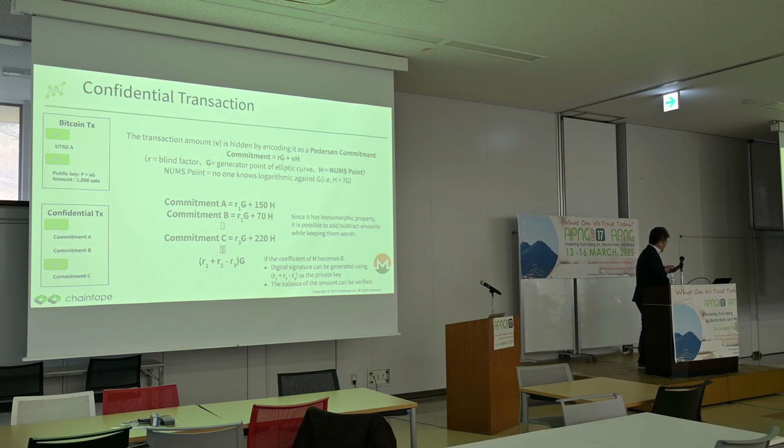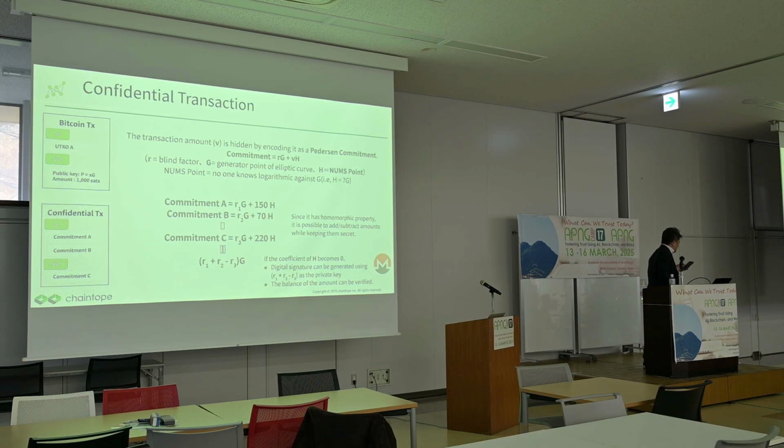So in a confidential transaction, the transaction amount is hidden by encoding it as a Pedersen commitment. The commitment is rG + vH. r is a blinding factor, G is the generator point of the elliptic curve, and H is a NUMS point. NUMS point means no one knows the logarithm against G.